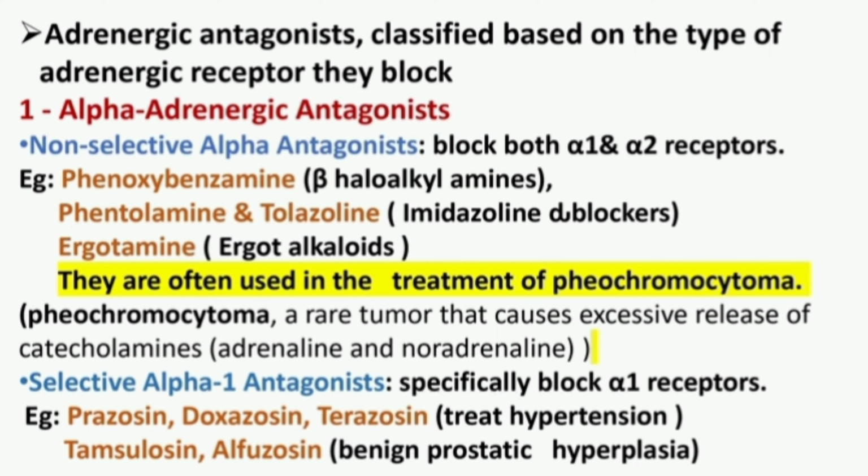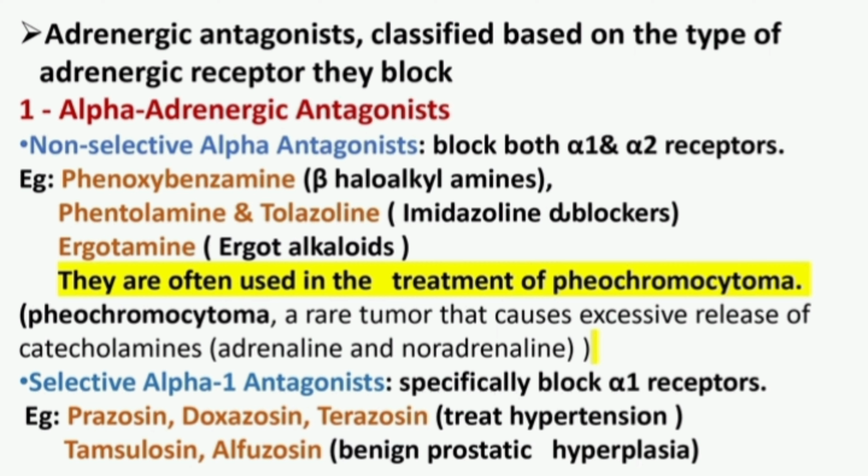The next classification is selective alpha 1 antagonist. That means it specifically blocks the alpha 1 receptors. Examples are prazosin, doxazosin, terazosin. These are mainly used for treating hypertension. Tamsulosin and alfuzosin also come under this one, and these are mainly used for benign prostatic hyperplasia.